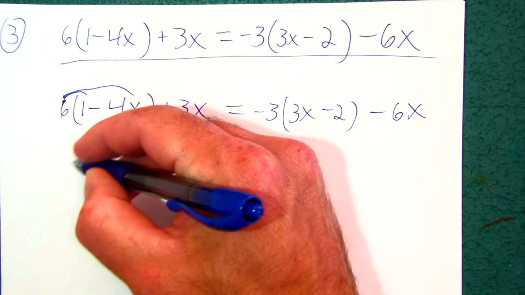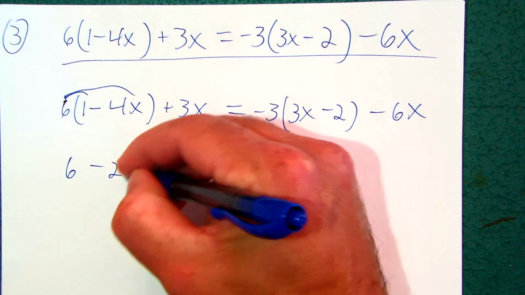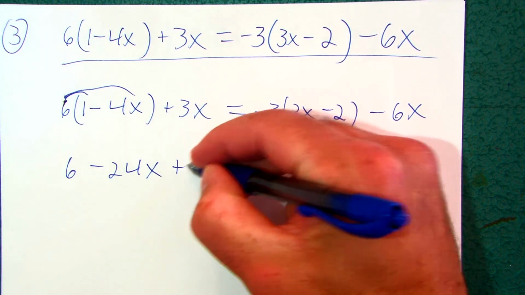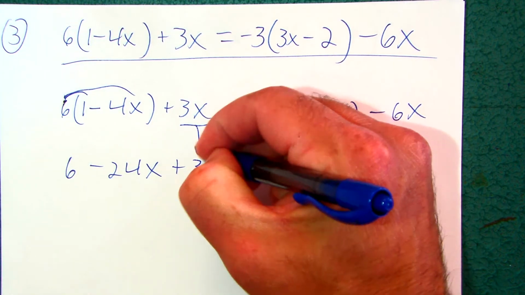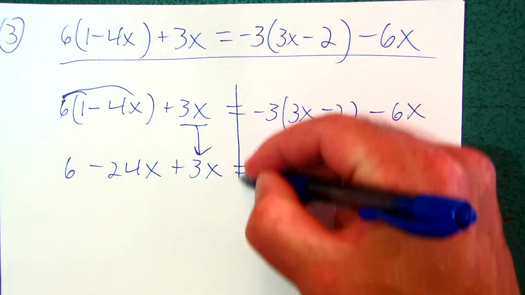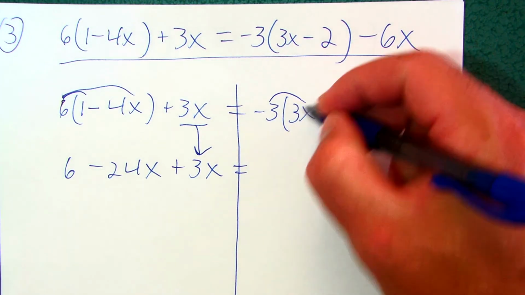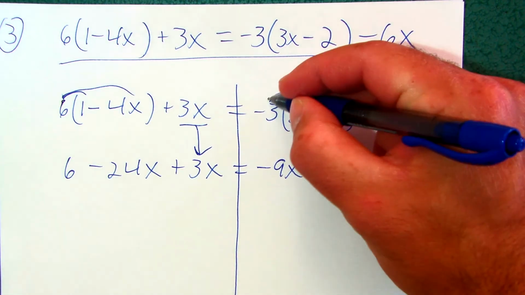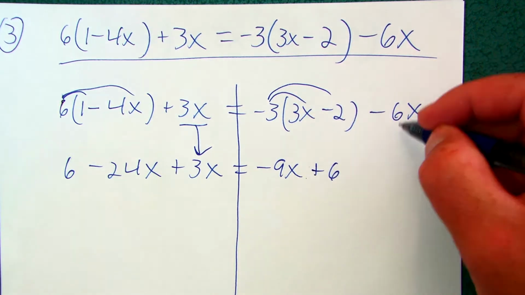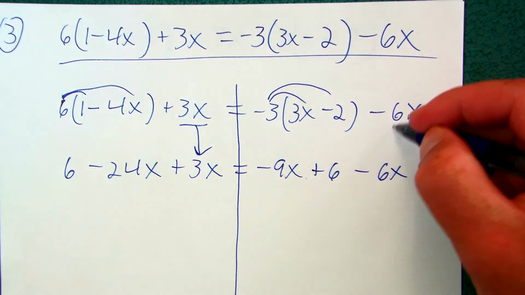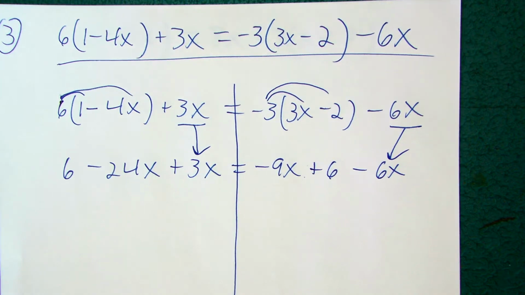So that's going to give us 6 minus 24x plus 3x. That's just dropping down. Negative 9x, negative 3 times negative 2 is positive 6. My minus 6x, that's just coming along for the ride.